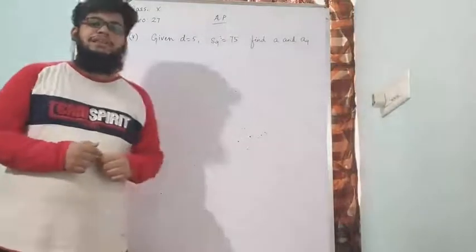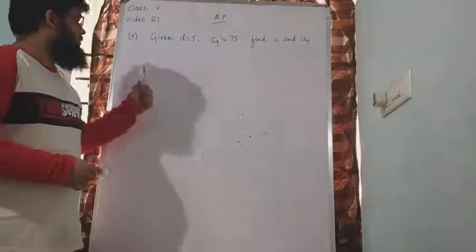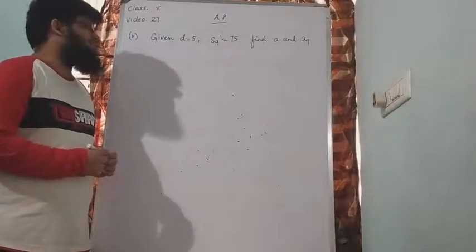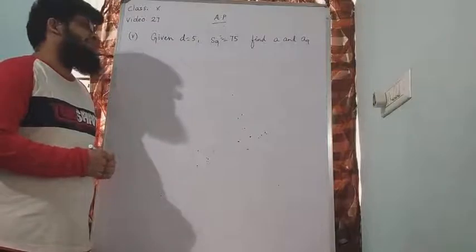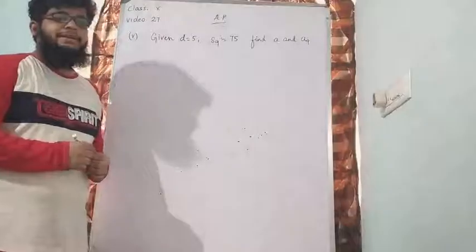There's a question on the board and let us quickly move on to solve this question. The question is: the value of D is given as 5, the value of S9 is given as 75. We should find out what is A and A9.